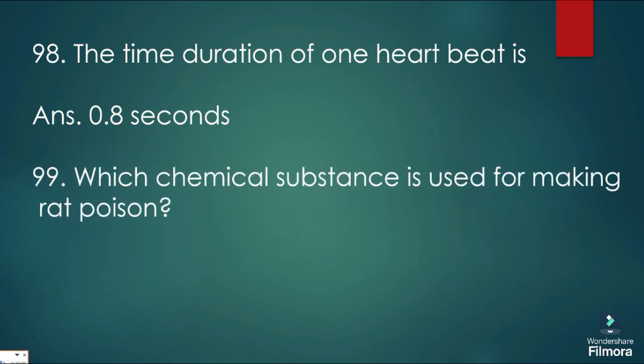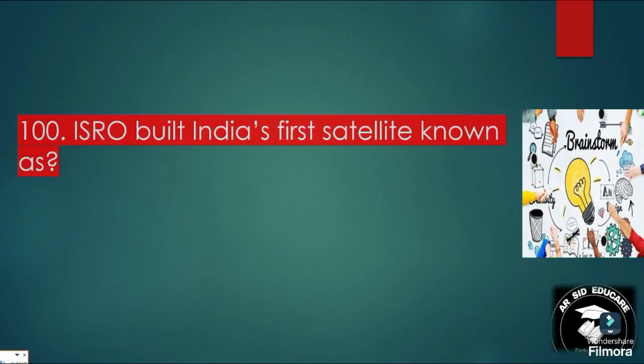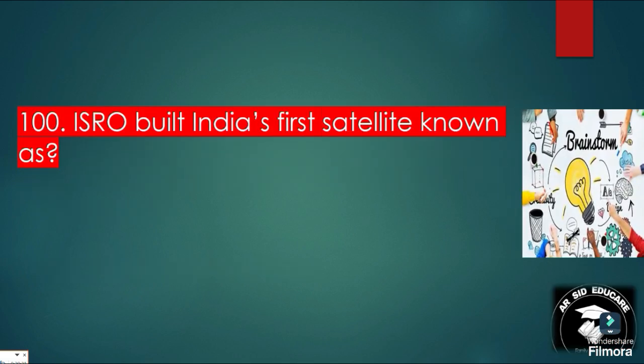Which chemical substance is used for making rat poison? Potassium cyanide. ISRO built India's first satellite, known as Aryabhatta.